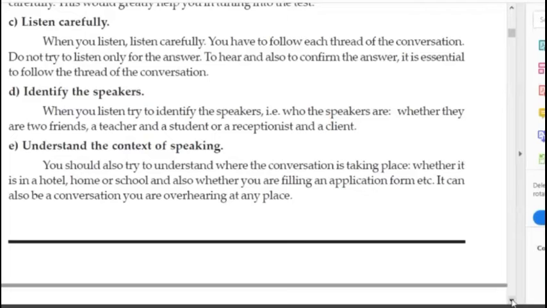You don't need to struggle to understand the context of speaking. In the beginning, it may be a bit difficult for you, but as you practice and practice, it will very easily come to you that the speakers are so and so. So it's all a matter of practice. You have to practice it.